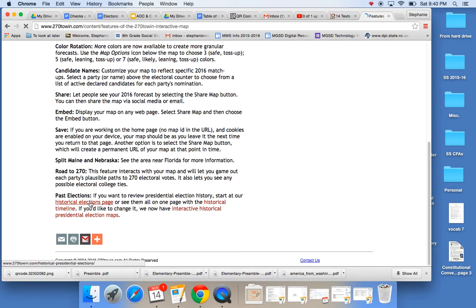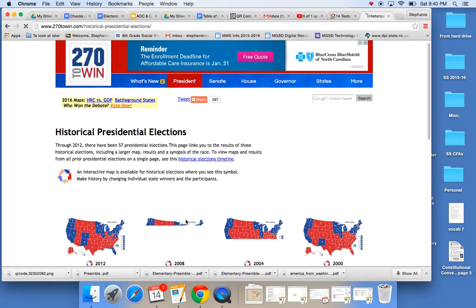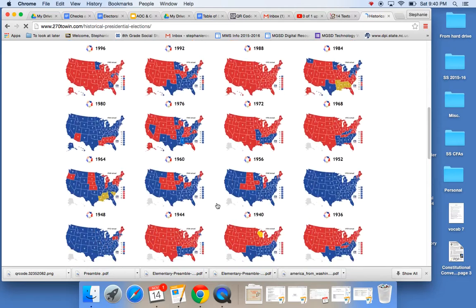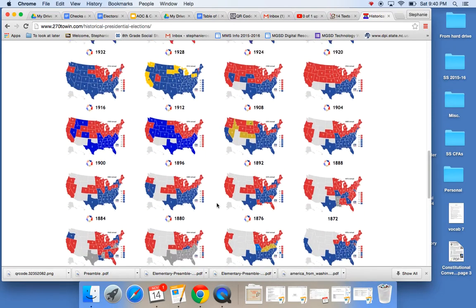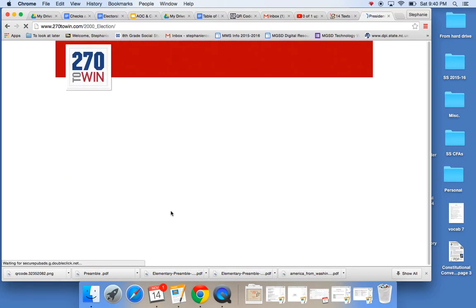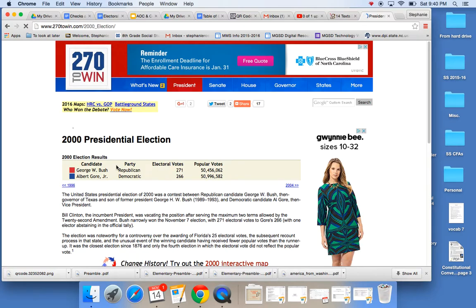Past elections. Here we go. So if we look at past elections, this will give you a good idea too. We won't go that far back. But the 2000 election, let's look at it. This one was a big deal. So the 2000 election, George W. Bush won the election by 271 electoral votes. He needed 270 to win, so he barely won this election. But if you look at the popular vote, Al Gore actually won the popular vote on that election.